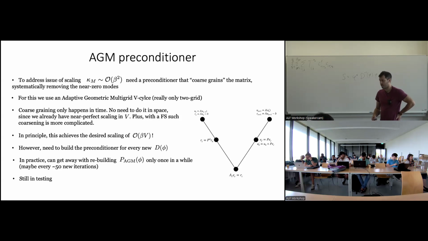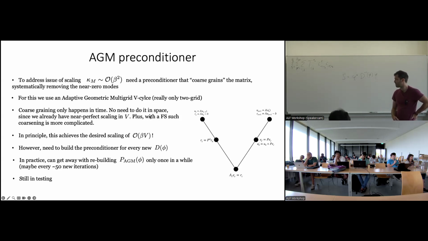So in principle, this goes into the matrix, finds the near zero modes, the near null vectors, and it does exactly what you want. And that's why, in principle, this method actually does achieve the desired scaling, which is linear in the whole matrix size. So it's beta V. Rather than scaling like beta squared V, it scales like beta V.